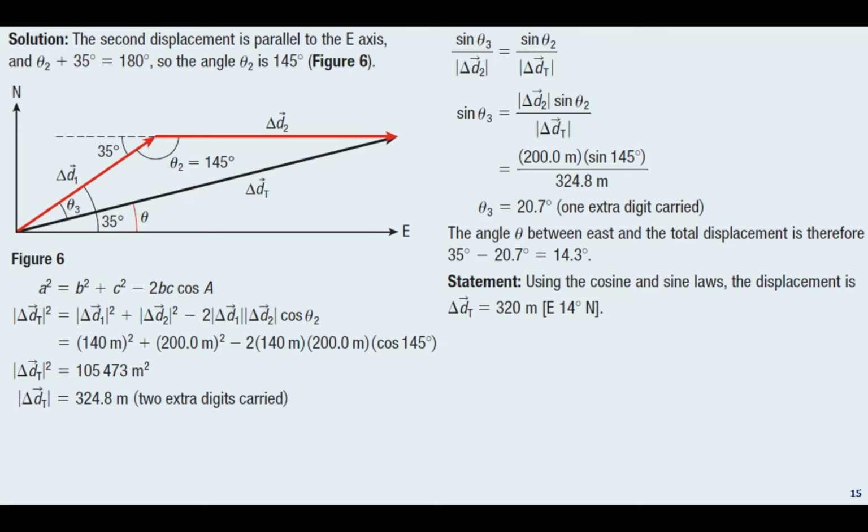Then, according to the sine law, we have the following relationship. Sine theta 3 divided by delta D2 equals sine theta 2 over delta D total. Therefore, we know sine theta 3 equals the magnitude of delta D2 times sine theta 2 over the magnitude of delta DT, right? Now we have all the numbers here. Put all the numbers in. Sine theta 3 equals 200 times sine 145 over 324.8. And you can use arcsine to help you find theta 3.